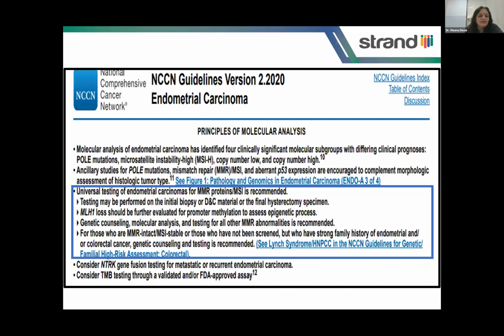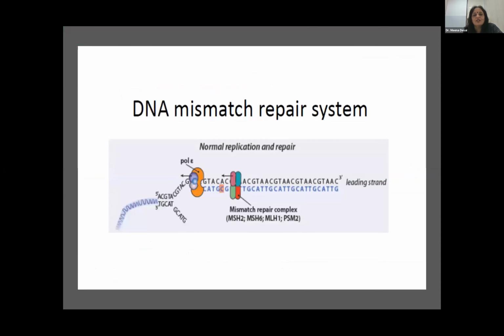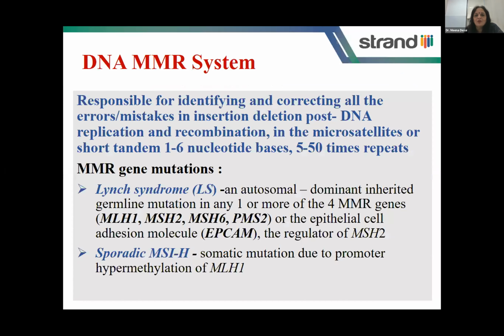You all know that NCCN guidelines have insisted that there should be a universal testing of endometrial carcinomas for MSI and MMR proteins, whichever, and testing can be performed on the initial biopsies or on the final hysterectomy. So if there's no final hysterectomy specimen, it should be performed on the initial biopsy. So now there's so much focus on these DNA mismatch repair systems. Let's just have a look at them.